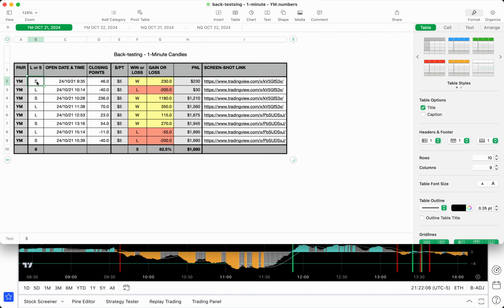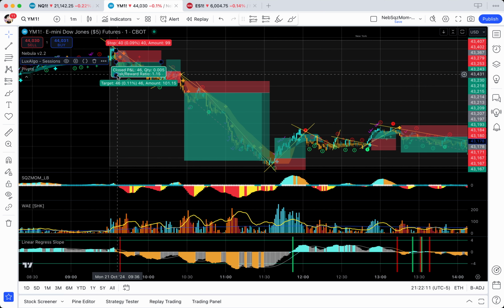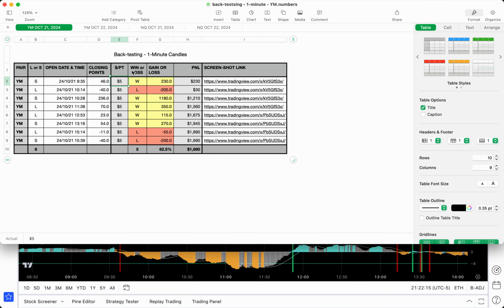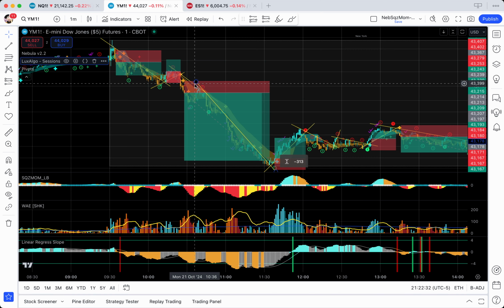We went short 9:35 on October 21st, and you could see right here we did 46 points was the win on that. So 46 times, and the rest of this is automatically calculated for you. $5 per point for YM. The W is calculated because this is greater than 0, and then we do 46 points times $5 per point. That's $230 for this trade. Our P&L for one trade is $230, and then we carry on.